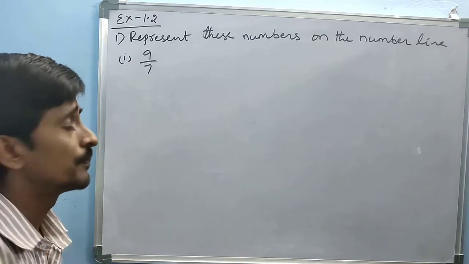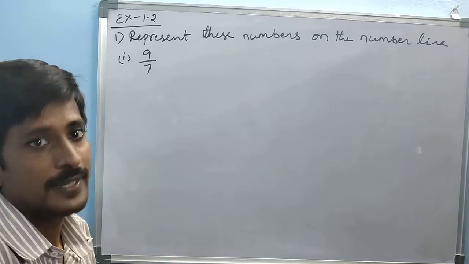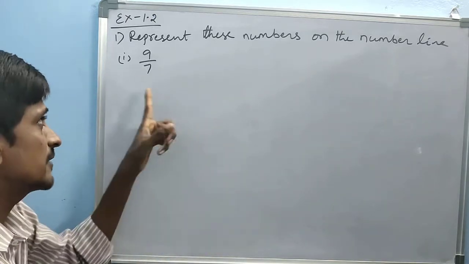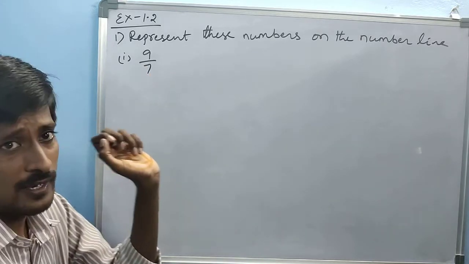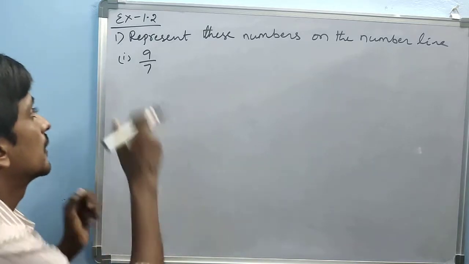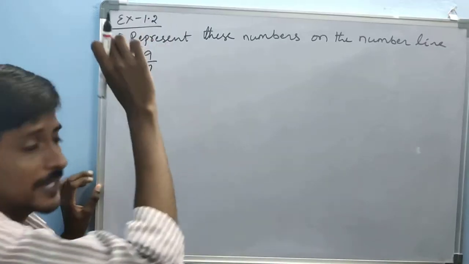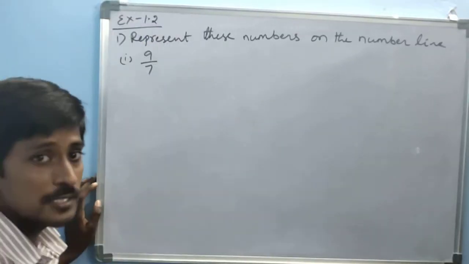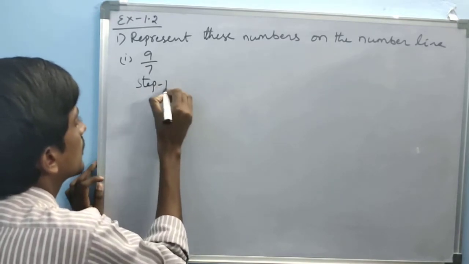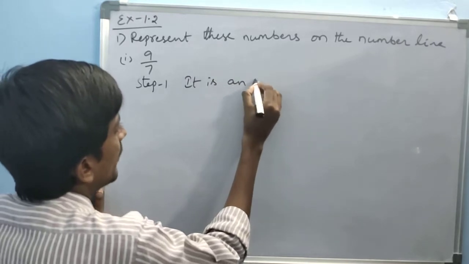So already you know. First of all, see which numbers the given rational number lies in between. First of all, find whether it is a proper fraction or an improper fraction. It is an improper fraction because the numerator is bigger and the denominator is smaller. So this is step 1. It is an improper fraction.